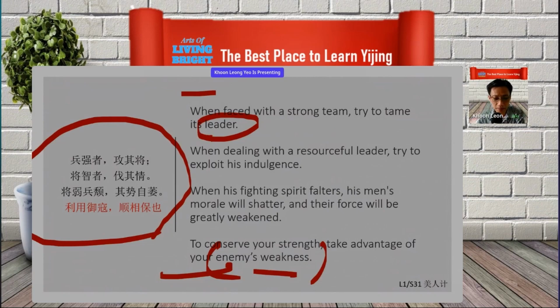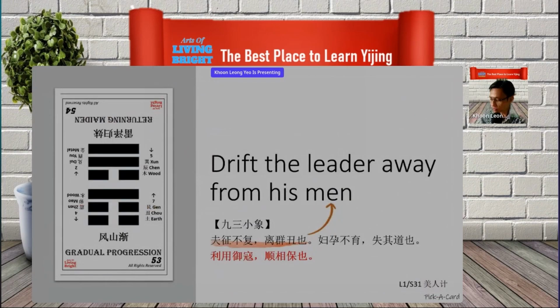So how to attack? And before that, when you look back at this text on the left side, the last line is highlighted in red. Now, this line highlighted in red, if you Google it, Google will point you to one hexagram. And what hexagram is that? It is 风山渐, hexagram number 53. And look at line number 3, 小象. You can Google that on your own, but I'm just pulling it out for your convenience. It is hexagram 53, gradual progression.